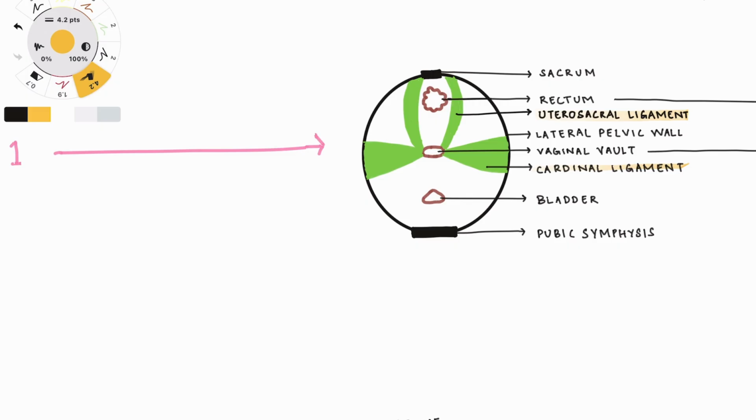The structures which form the supports of level 1 are cardinal ligament and uterosacral ligament. Cardinal ligament extends from the cervix and the vaginal wall to the lateral pelvic wall. The uterosacral ligament extends from the cervix and vaginal wall to the sacrum.